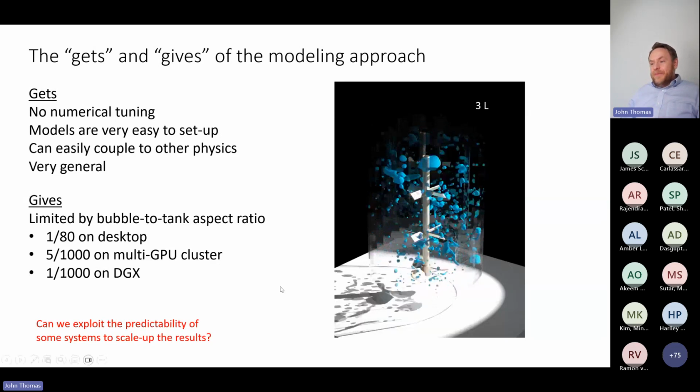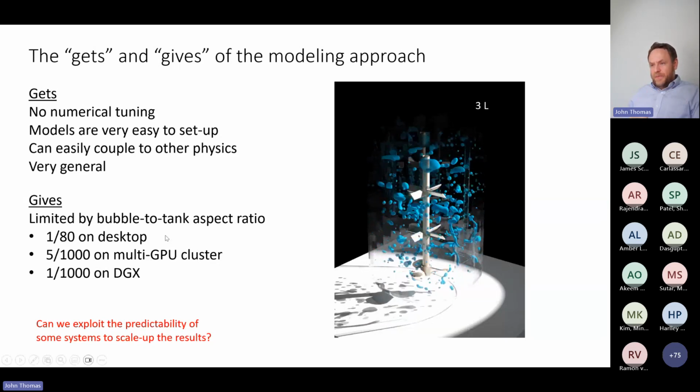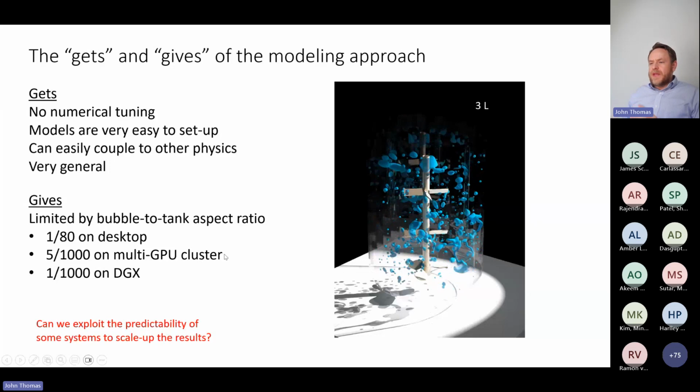And again, we're limited by the aspect ratio. If we're on a multi-GPU cluster, we can model bubbles that are maybe 5 parts in 1,000, like a 5 millimeter diameter bubble in a 1 meter tank. That's about how good we can get. Below that, we're not going to have the resolution to see it. If we're on a DGX, we can get a 1 millimeter bubble in a 1 meter tank. If we're on a desktop, maybe 1 to 100. We could do a 1 millimeter diameter bubble in maybe a 10 centimeter diameter tank. But realistically, that's how we're limited at these different scales.